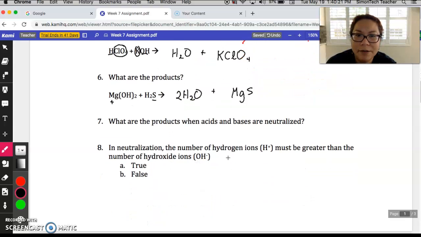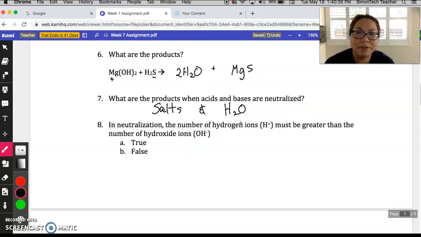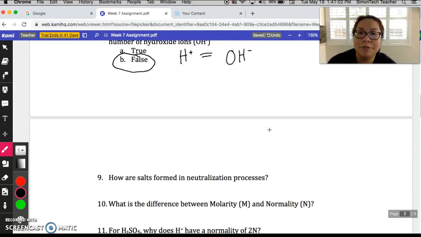For number 7, what are the products when acids and bases are neutralized? Going back to what I've said before, the products are salts and water. Right? And in neutralization, the number of hydrogen ions must be greater than the number of hydroxide ions. Going back to my video lesson, you'll know that this is false. The number of hydrogen ions must equal the number of hydroxide ions. That is the basis for neutralizing acids and bases, so that we form neutral products, and water is neutral.